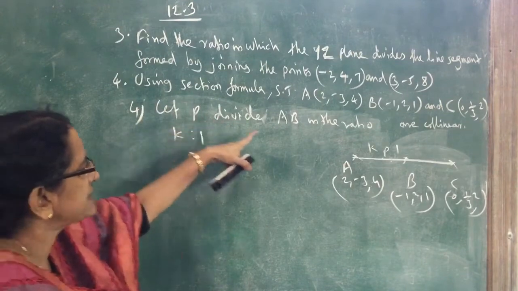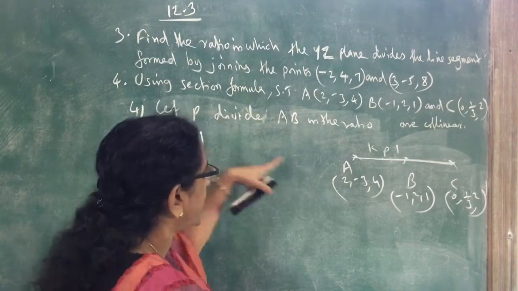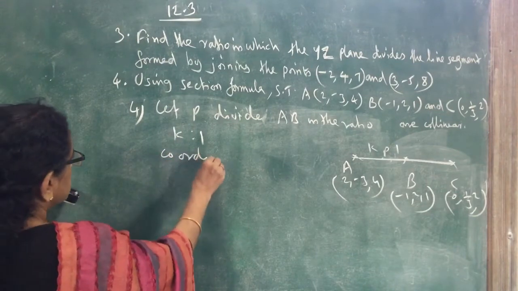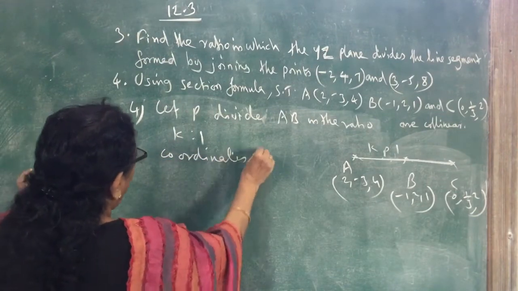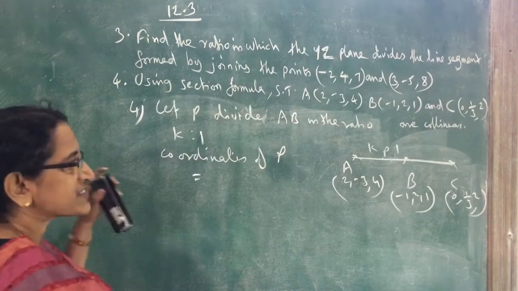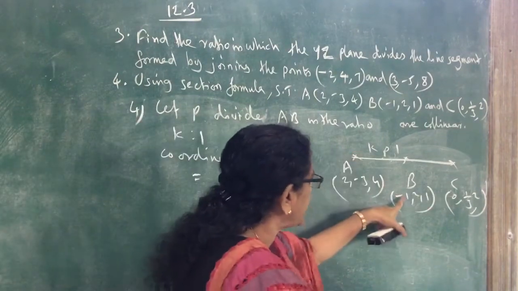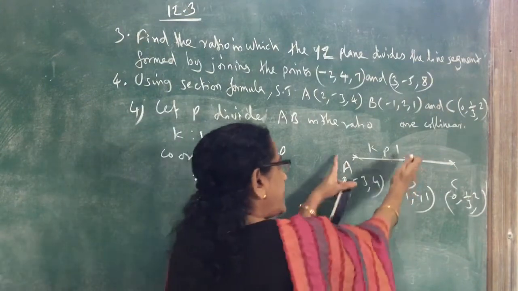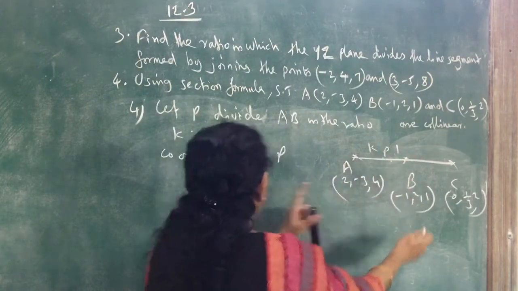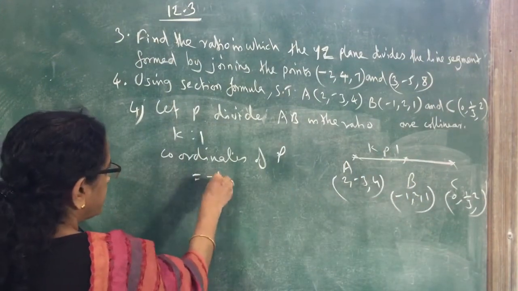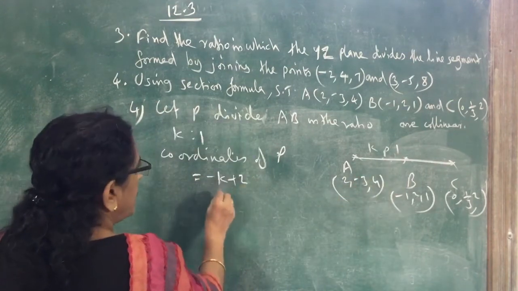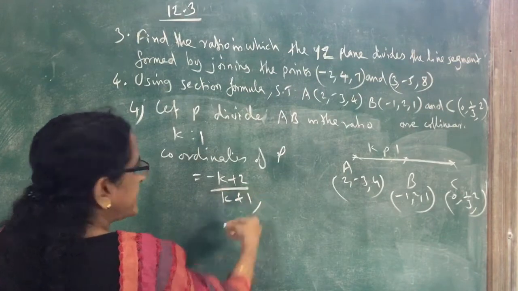So P divides AB in the ratio k is to 1. So the coordinates of P are, for the x coordinate, k into negative 1. P divides AB in the ratio k is to 1, so consider only A and B. So k into negative 1, that is negative k, then plus 1 into 2, plus 2, divided by k plus 1, that is the x coordinate.